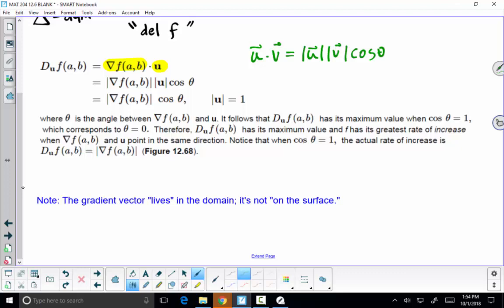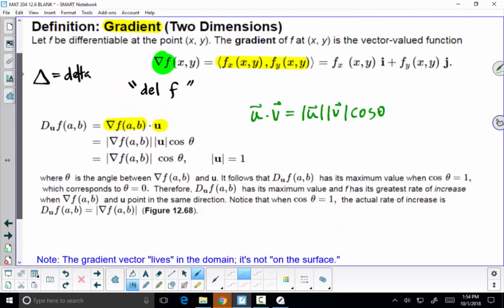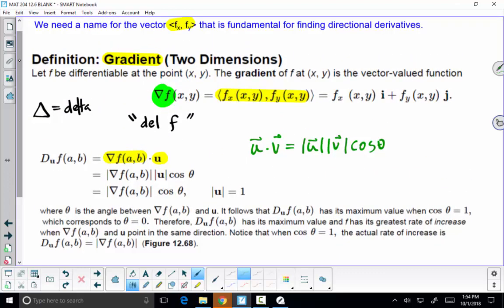Okay, so here it says that it has the max, cosine of theta is 1, and so on. All right, that's what we just talked about. Now, the gradient is a vector in two-dimensional space. It's f sub x comma f sub y. It's in two-dimensional space. So you should think of the gradient as down in the xy plane, in the same place that unit vector u is living.